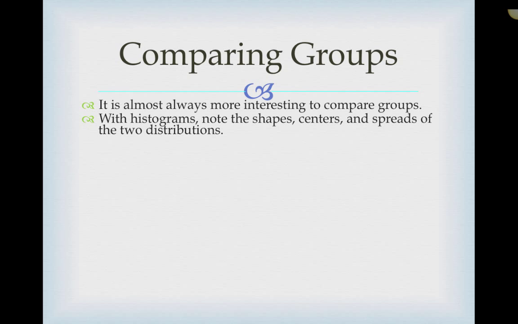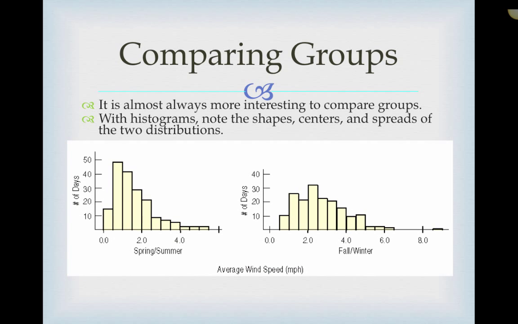That is extremely important. So here we're still using our average wind speed, but now we've broken it up into two different groups of seasons. So the spring-summer seasons and the fall-winter seasons. Before you actually start comparing the distributions, make a note of the distributions of each group separately. So in spring-summer, we can see that it's unimodal, skewed to the right. The center is somewhere around 1.5, and it ranges from 0 to about 3.5.